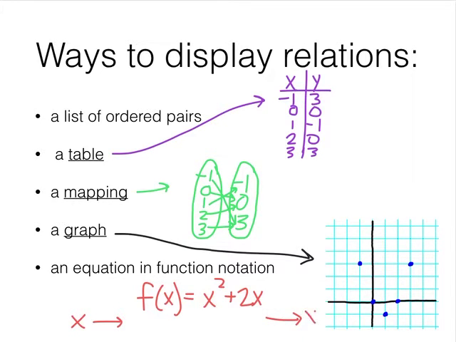So if you put in an x to this function right here, it's okay if you're not familiar with this. You should be a little bit, but if you're not, that's okay. You put the x in, and out comes the y. And so this is the function rule for all of these ordered pairs. But we'll do more with that later.